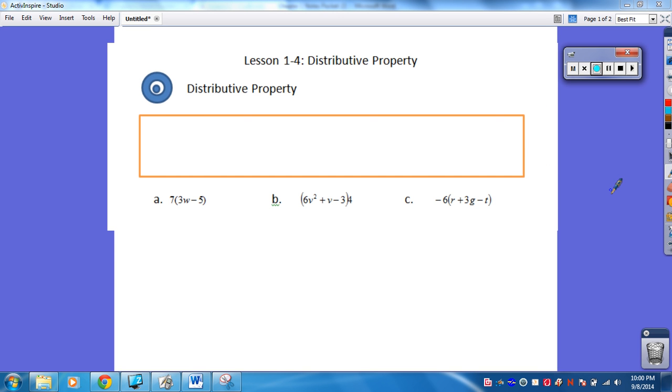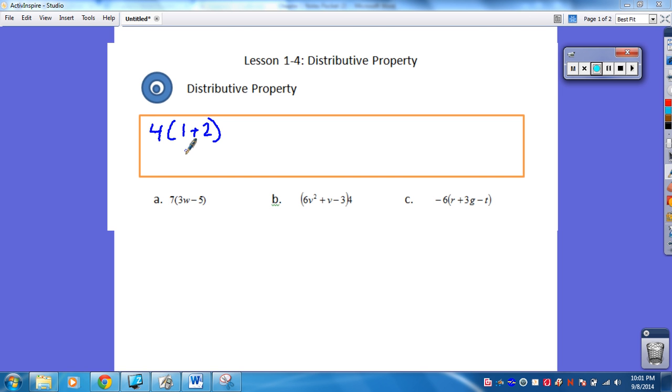Okay, you should have already watched the video on order of operations, and now we're going to talk about the distributive property. You probably learned about this a little bit in middle school, but let's say we had an expression that looked like this: 4 times the quantity 1 plus 2.